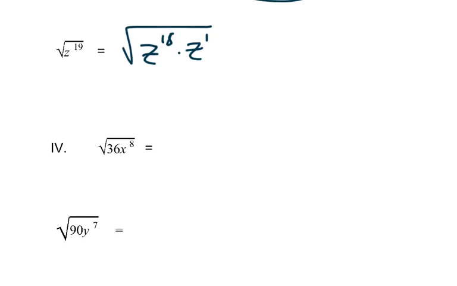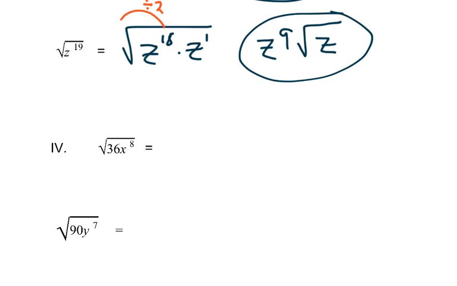Now, which one can escape? Well, the one with the even exponent, z to the 18th. He gets to escape the radical symbol, and the only way he gets to escape it is if you divide it by 2. Well, 18 divided by 2 is 9, so that becomes z to the 9th. And like we've been saying, z to the 1st, unfortunately, stays inside the radical symbol. So that would be your final answer.